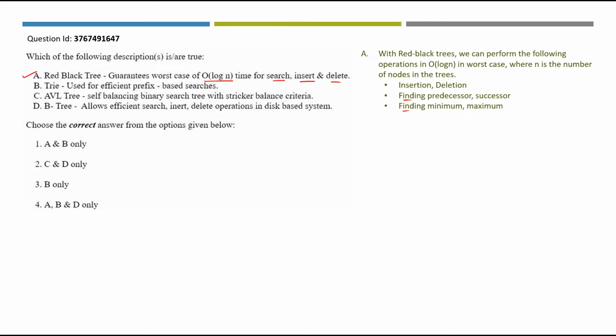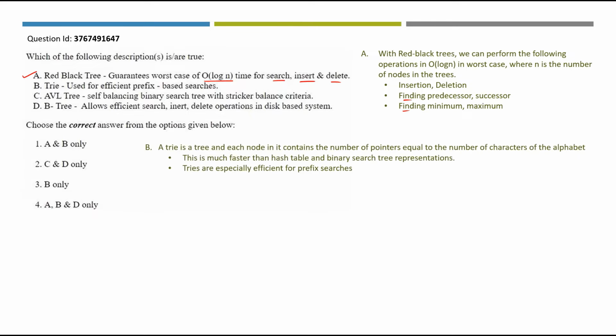The next one, tries. They are used for efficient prefix-based searches. A trie is a tree and each node in it contains the number of pointers equal to the number of characters of the alphabet. This is much faster than hash table and binary search tree representations. Tries are especially efficient for prefix searches. This point is actually given in the question. So B statement is also true.